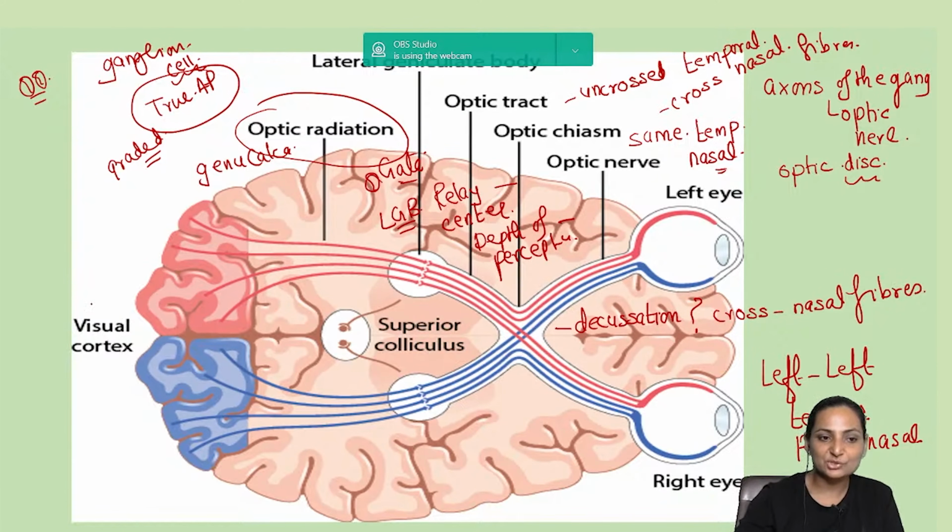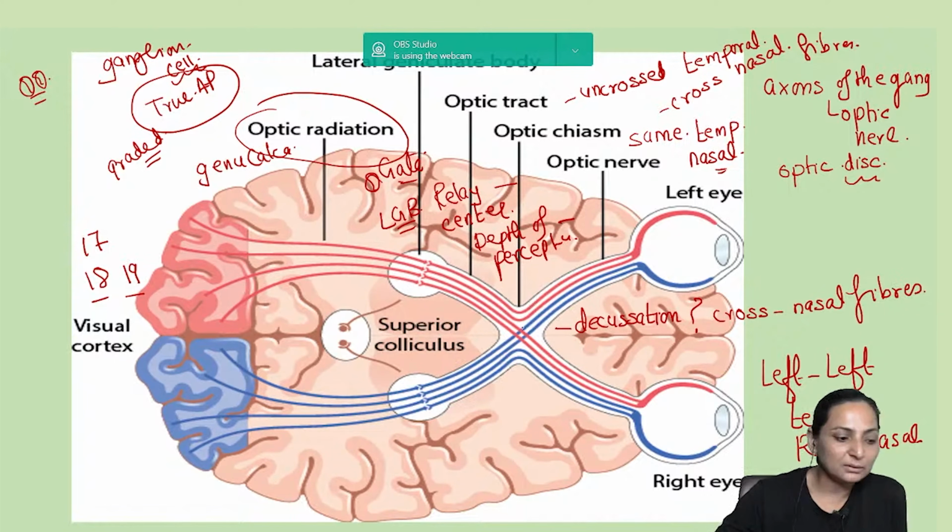Geniculocalcarine tract, which is reaching all the way to the visual cortex, into the primary visual cortex area 17, and 18 and 19, which are the visual association areas, right? Area 17 is the primary visual area, and areas 18 and 19 are the visual association areas. So remember that the optic nerve reaches the optic chiasma, crossing of the nasal fibers, forming the optic tract, relaying in the lateral geniculate body, and then finally terminating in the visual cortex in the form of optic radiations.